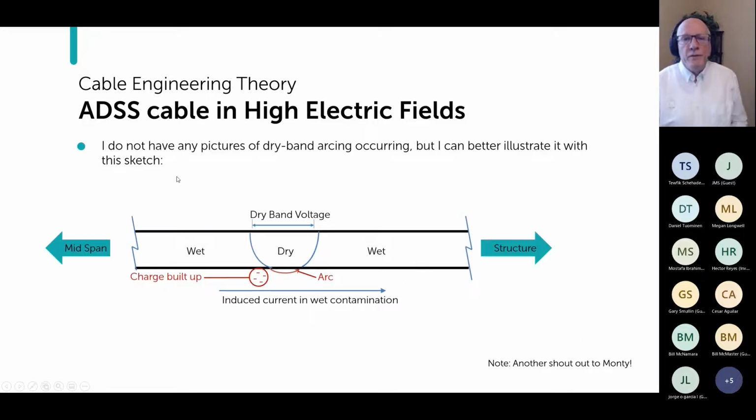Again, I don't have pictures of that in the field, but I can illustrate that with this sketch. So here's your cable. Let's say it's wet here and wet over here, but a little dry band has begun to form. And you get a voltage across that. The charge is building up. When it gets high enough, it arcs across the band. And then the heat will increase the dry band. So the arcing will stop, but it's already done damage to the jacket.